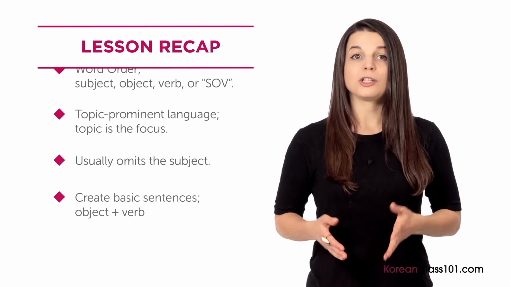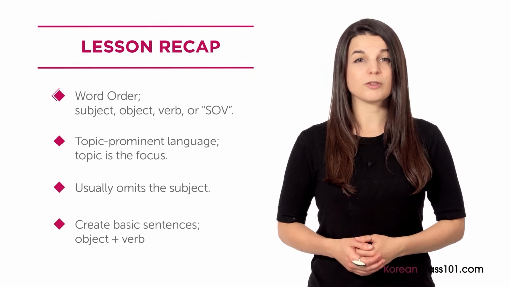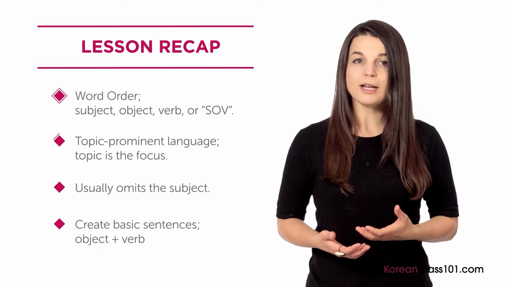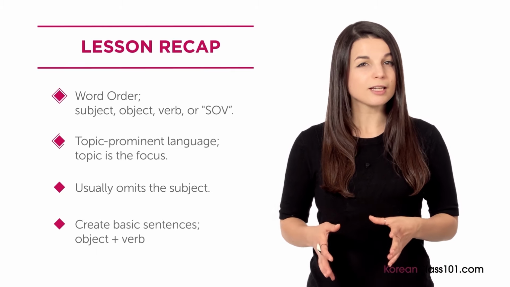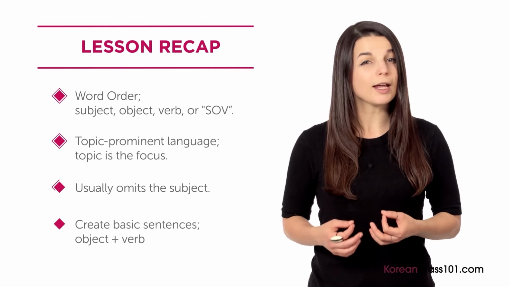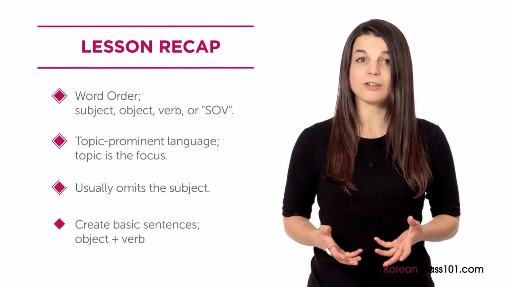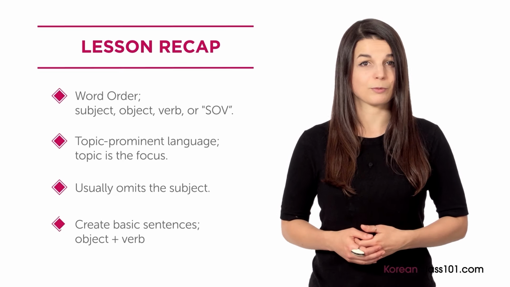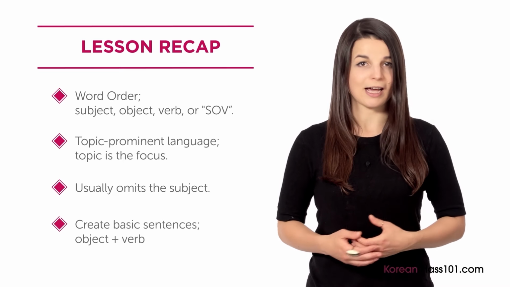In this lesson, you learned that Korean sentences are formed using a subject-object-verb, or SOV, word order. The most important aspect of Korean sentences is not the subject, but the topic of the sentence. Most sentences spoken in Korean will not actually contain a subject, especially if that subject is obvious. And lastly, you can create basic sentences in Korean by putting the object first and the verb last.